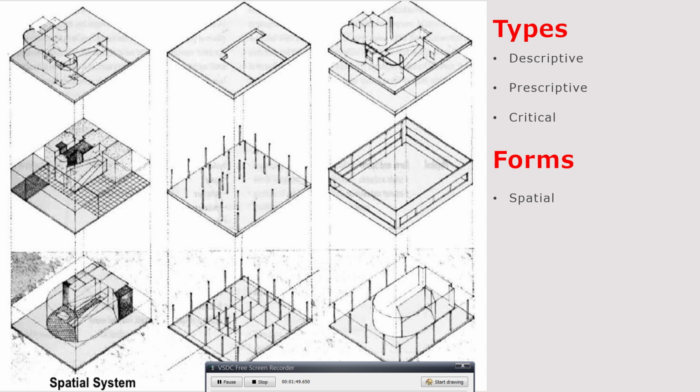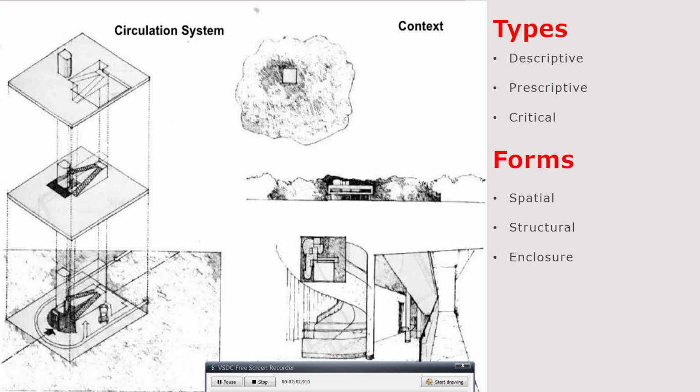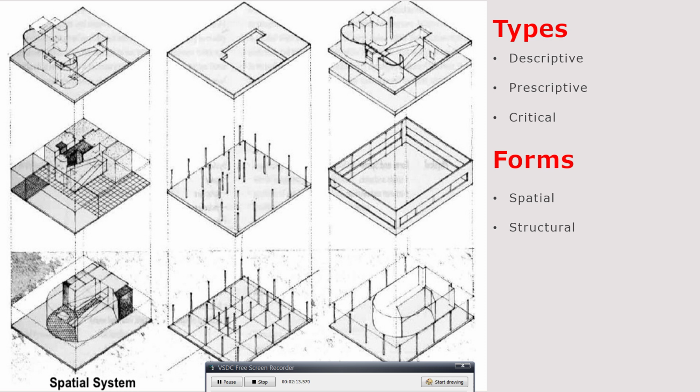So ngayon, yung forms of theory naman is the spatial system, structural system, which is in the second figure, and then this spatial is the first, structural is the second picture, and the third is the enclosure, and the fourth is the circulation, and then the fifth is the context.